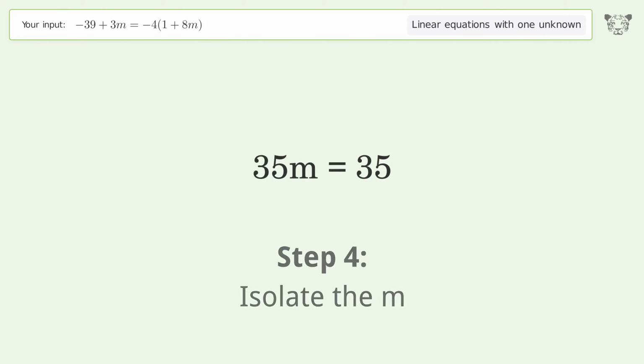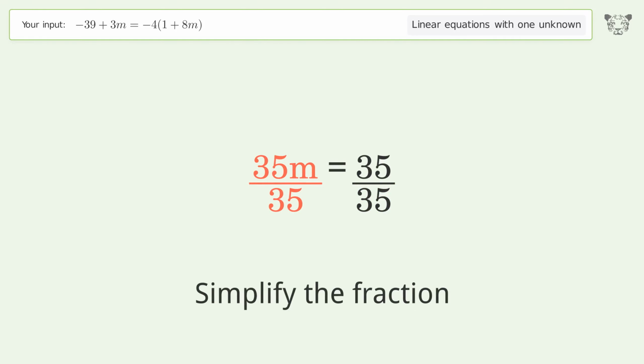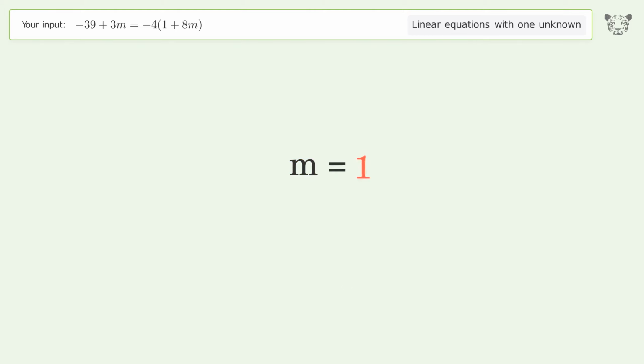Isolate the m. Divide both sides by 35. Simplify the fraction. And so the final result is m equals 1.